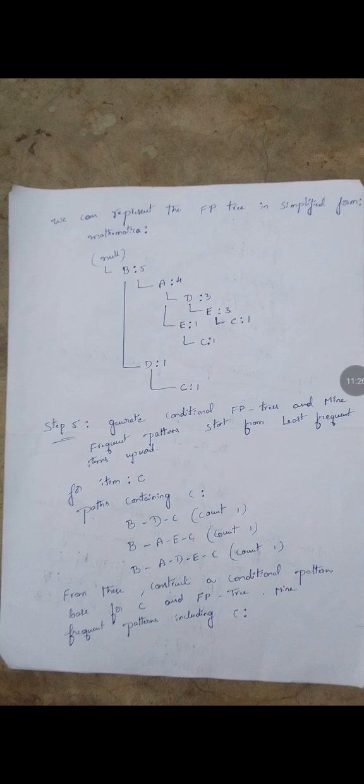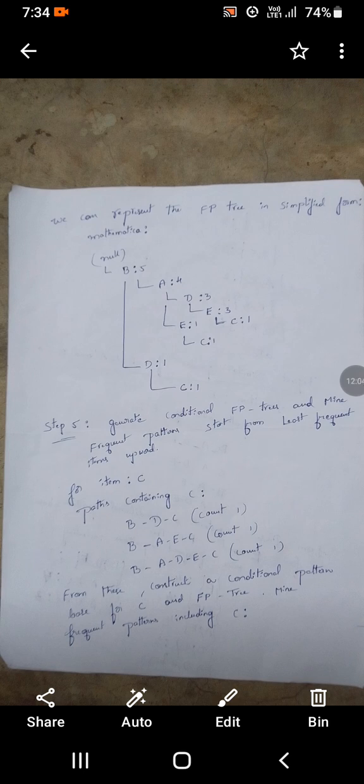That means while drawing a tree structure, for every item set you have to increase the count if it is repeated in the same path. If it is not repeated in the same order, you have to draw a separate path. If it is the same order, you have to increase the item count in the tree structure.